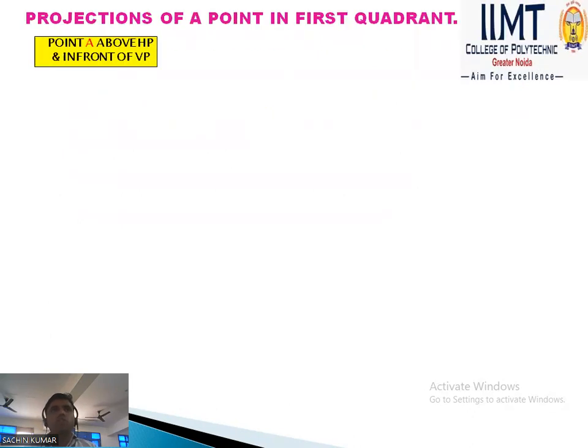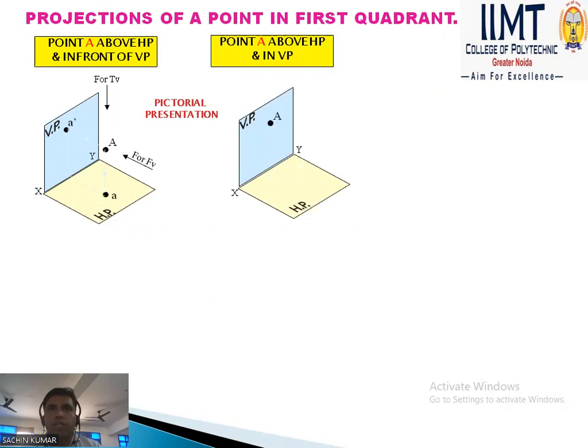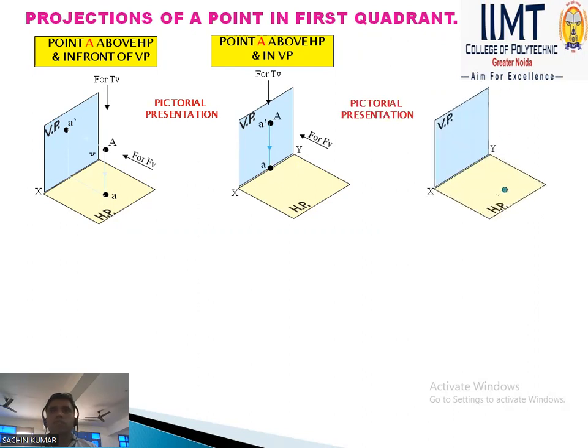So that is the projection. A point A above the HP and in front of the VP is what we discussed. The front view will always be A dash, and the top view is A. This is the pictorial representation. If a point B lies in the horizontal plane and vertical plane, then the front view always goes to the vertical plane and the top view goes to the horizontal plane, on the XY line. These terms we discussed in previous slides, and how to draw the points A dash and A.